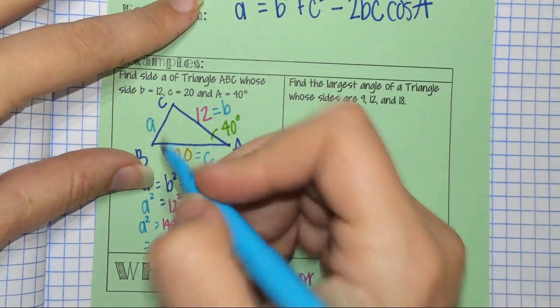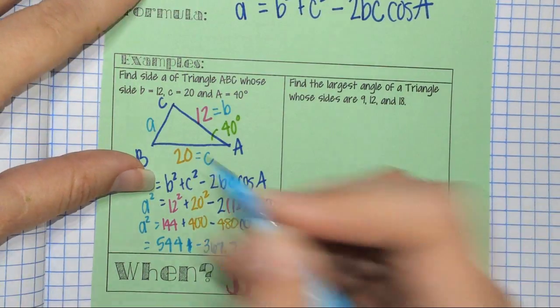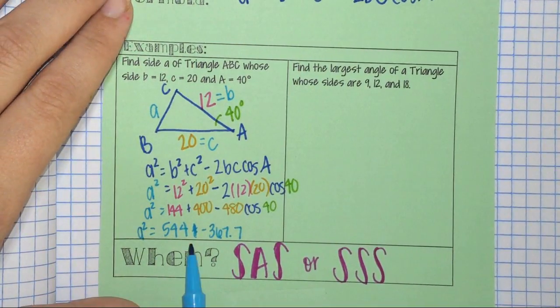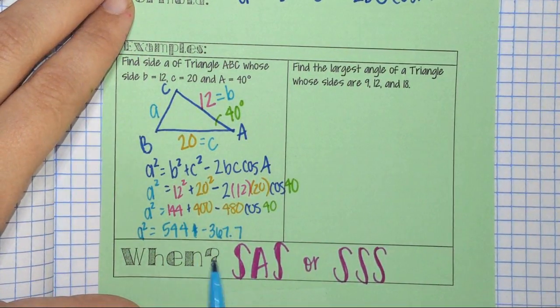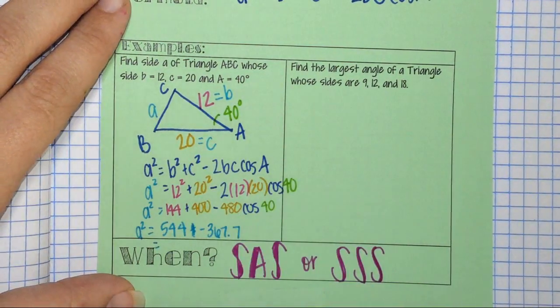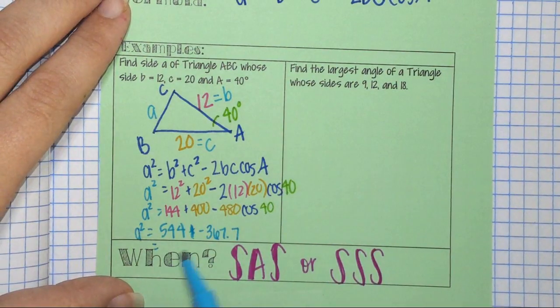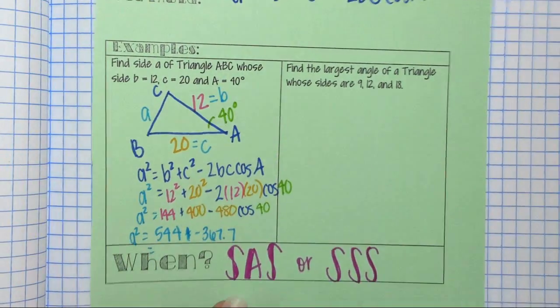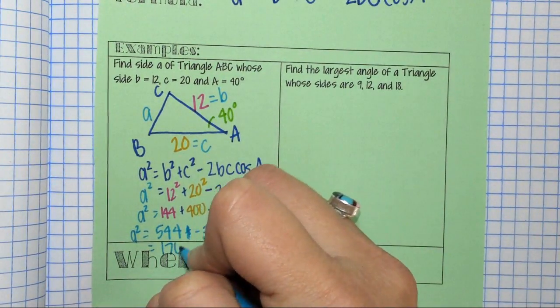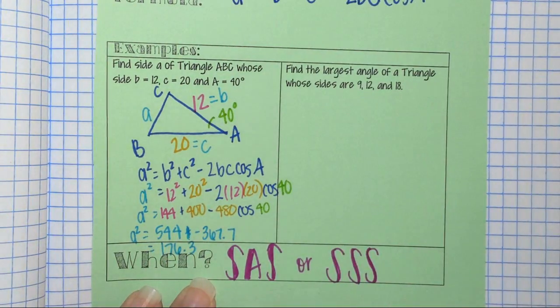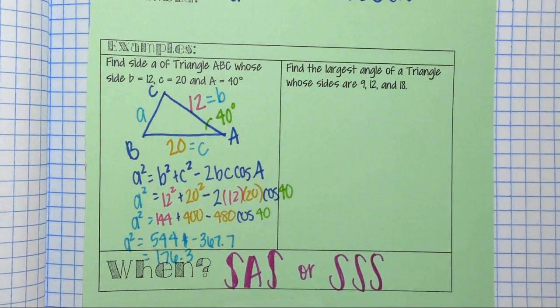All right, what's 544 minus 367.7? Okay, now am I done? Does that give me A or does that give me A squared? A squared. And how do I find A? Square root. So find the square root of 176.3. Don't yell it out. Give everybody a moment.